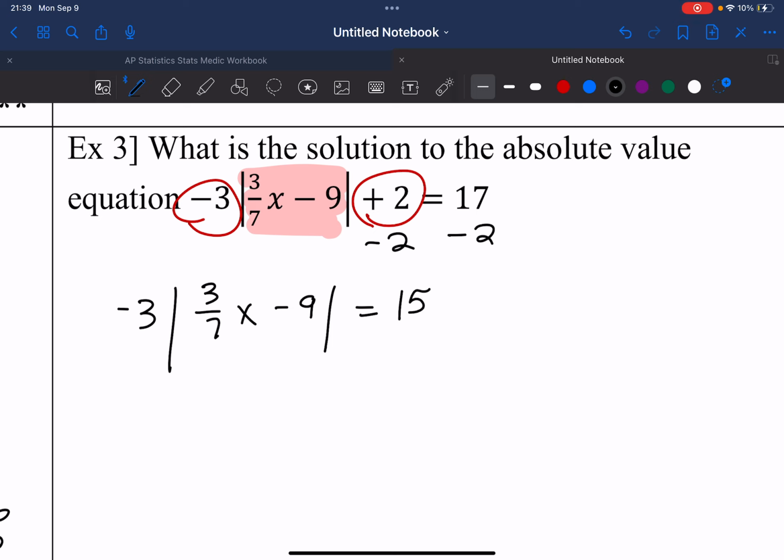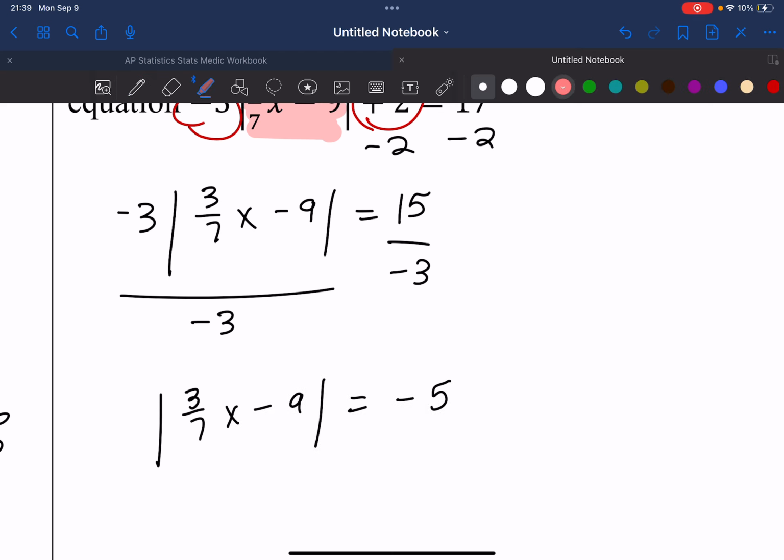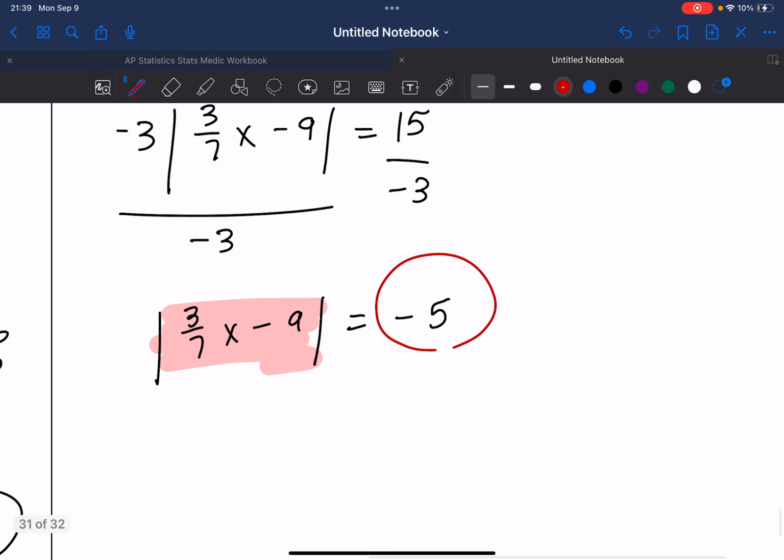And then I'm going to divide both sides by negative 3, and I get the absolute value of 3/7 x minus 9 is equal to negative 5. So notice how I have my absolute value isolated. However, I have an absolute value equal to a negative number. Remember, absolute value can never equal a negative number. So for this case, there is no solution.